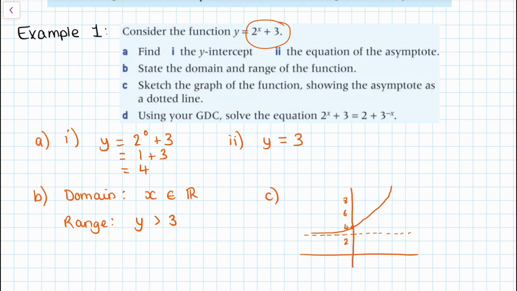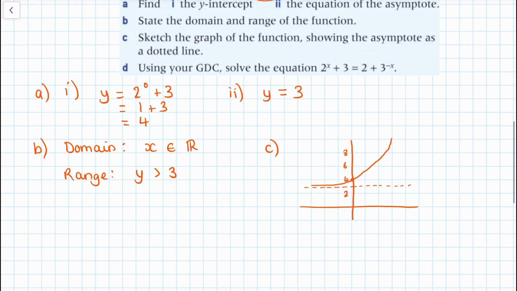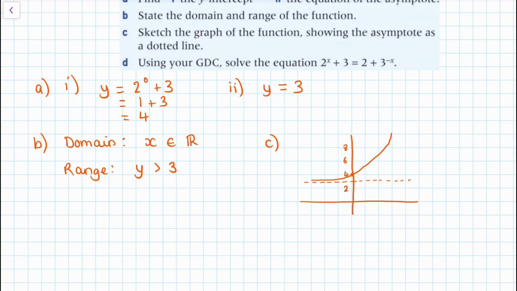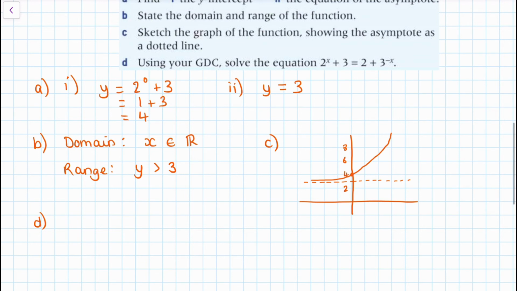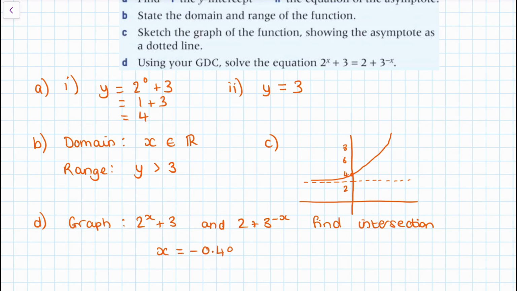Part D, using your GDC, solve the equation. So you've got two options with this. You could put the equation in like that and nsolve it, or you can graph both sides of the equation, so graph 2 to the power of x plus 3, and then graph 2 plus 3 to the power of negative x, and find the intersection. Or as I said, with something like this, you can nsolve it. And if you do that, you'll find that x equals negative 0.490.